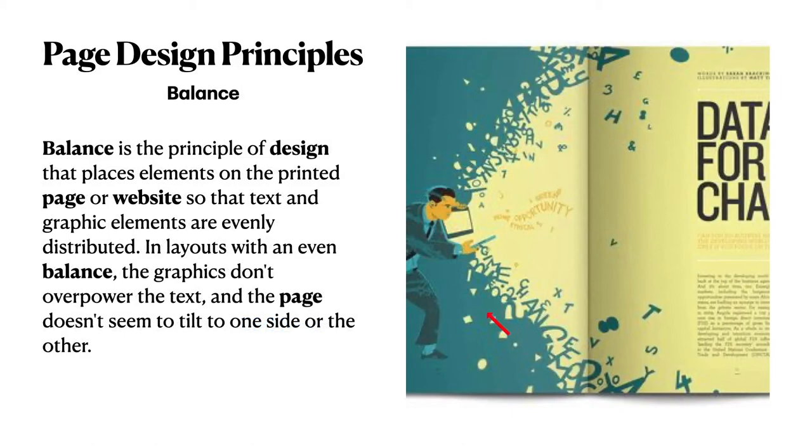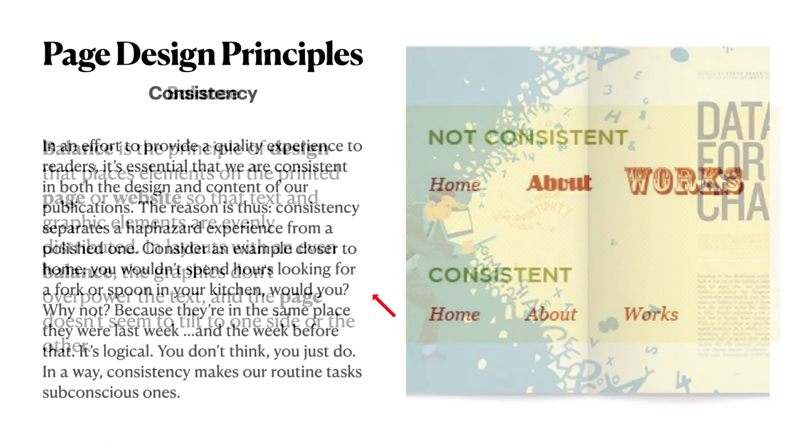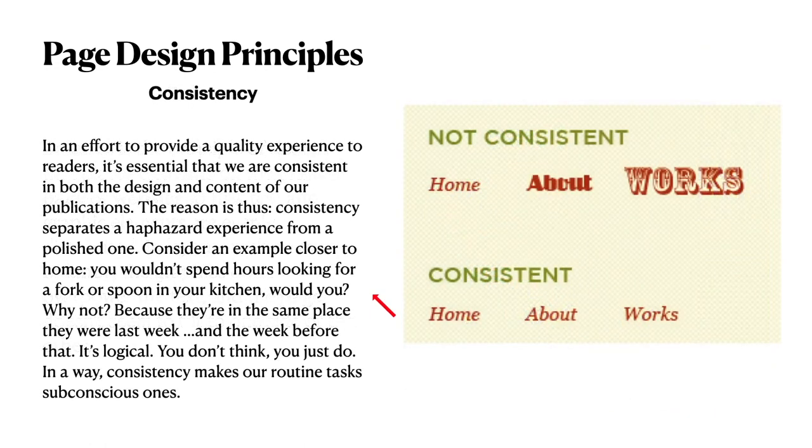Balance on a page. Balance is a principle of design that places elements on the printed page or website so that text and graphics elements are evenly distributed. Consistency. You can see that text there is not consistent. That text there is. Multiple fonts and shapes and styles, inconsistent text on a page or design elements make such documents very difficult to read.